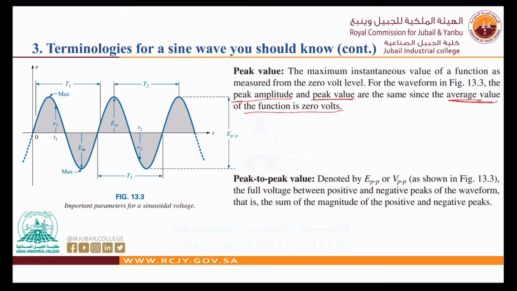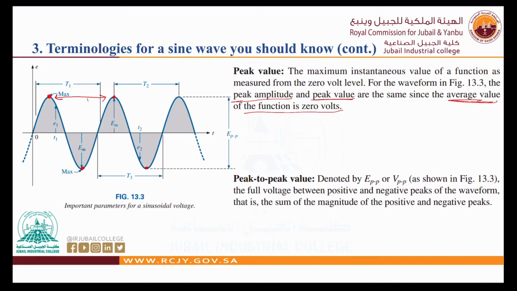Okay, the peak to peak value is the value between two maximum points. This is from here to here. This is a peak to peak value, from tip to tip, from here to here. Okay, this is also a peak to peak value.